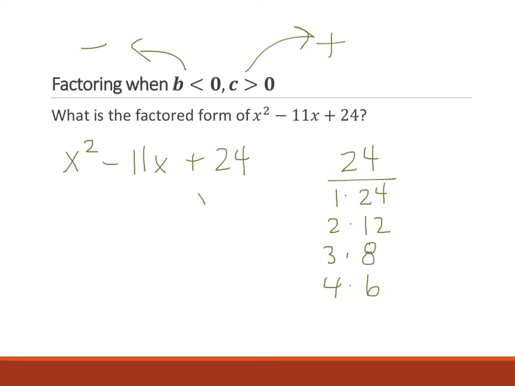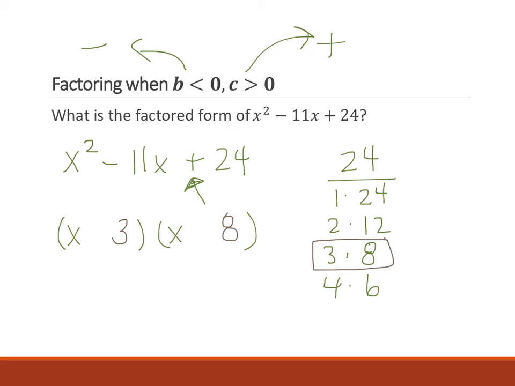Since this sign is positive, I'm still looking for two numbers that add together, but this time I would like for them to add together to give me a negative 11. Well, in order for that to happen, both of them will have to be negative. So when I write this down, I'm going to break the x apart into x times x. And I'm going to look at my pairs of numbers, and I'm going to choose a pair that add to give me 11. Well, 3 and 8 add to give me 11.